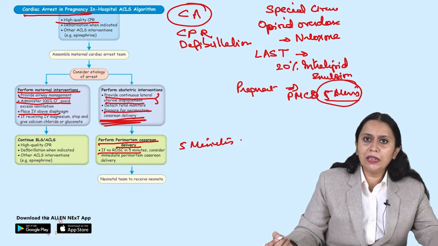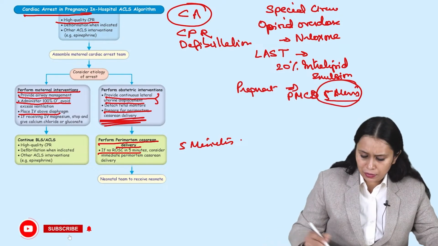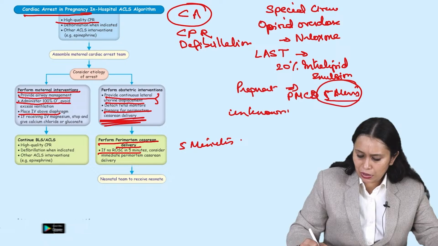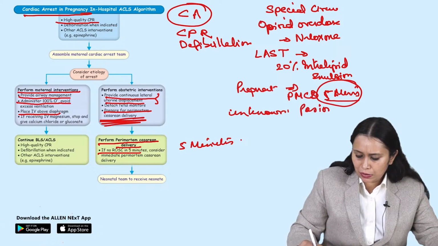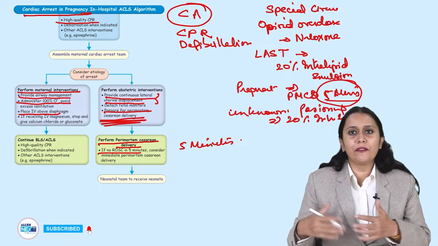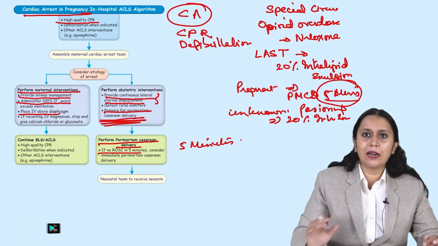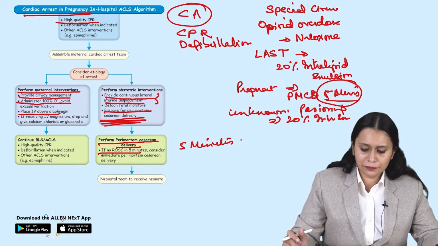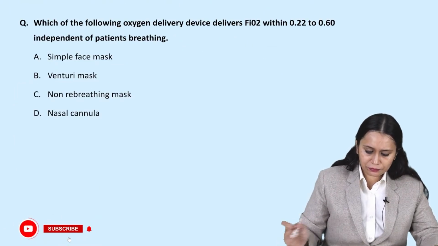Okay. Now cardiac arrest due to unknown poisoning. What extra in unknown poisoning? The extra is 20% intralipid emulsion. We give the infusion of 20% intralipid emulsion. So this is cardiac arrest in special circumstances. A lot of questions I have discussed. Now coming to the next question.